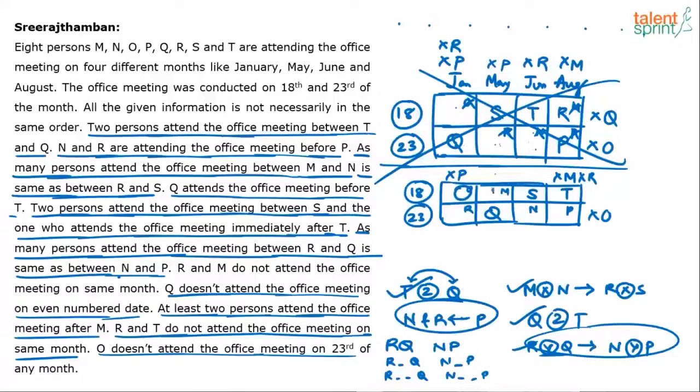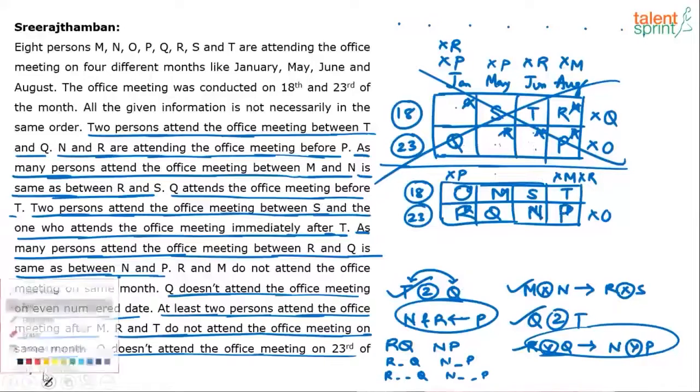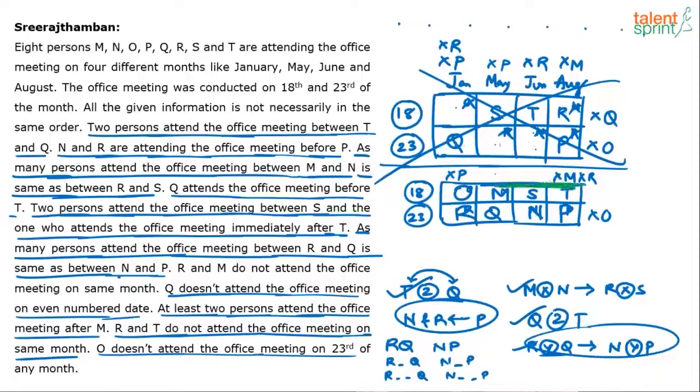O comes here, M comes here, this is R, this is N, and this is P. All right, O, R, M, Q, S, N, T, P. That's the final answer.